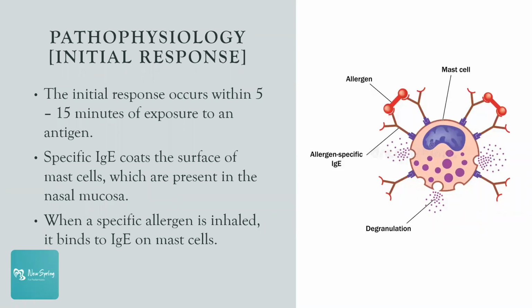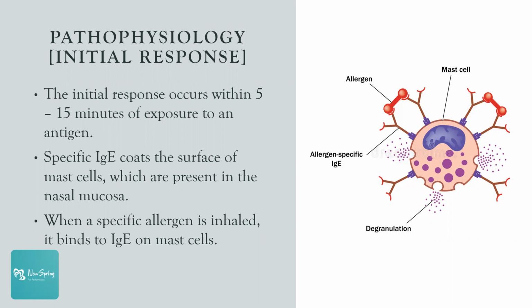As we mentioned, the initial response occurs once the child is exposed to an allergen, within 5 to 15 minutes of exposure. Specific IgE coats the surface of mast cells, which are present in the nasal mucosa. As we can see in this picture of the mast cell, it has allergen-specific IgE on its surface. When this allergen-specific IgE is exposed to an allergen, mast cell degranulation occurs, when the allergen binds to the IgE on mast cells.